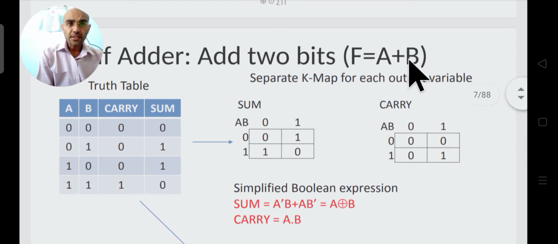So the half adder is a plus b, as I have told you. If we have to perform the addition of 2 bits, the truth table for those 2 bits will look something like this. This is the input side, where we have written the 2 variables a and b. First of all, we have to write all the possible combinations of these inputs, starting from 0 0 to 1 1. So these are all the possible combinations of 2 variables.